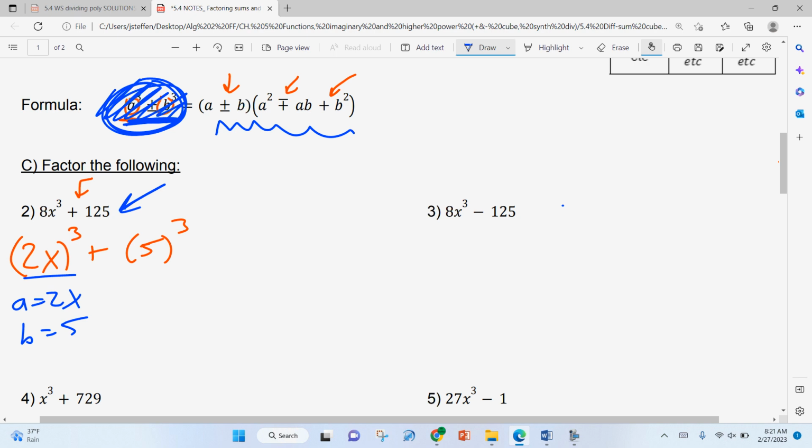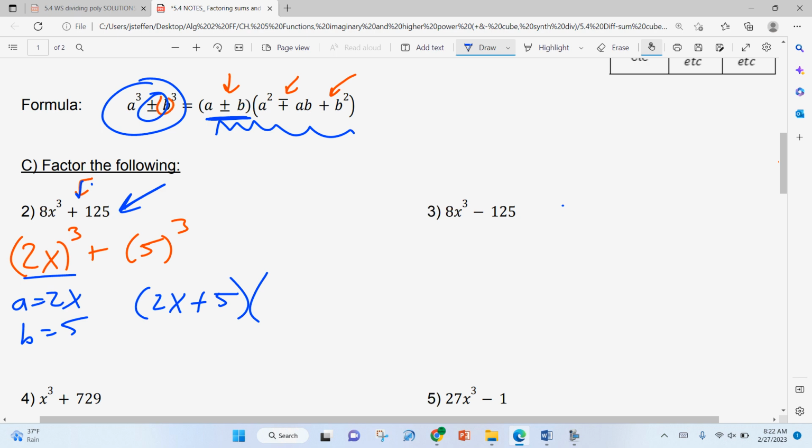The next part is plug it in. Now, since our first sign is a plus, just like I said here, if it's a plus first, I'm going to use the top sign. So since my first sign is a plus, I have A plus B. So my A is 2x, my B is 5.